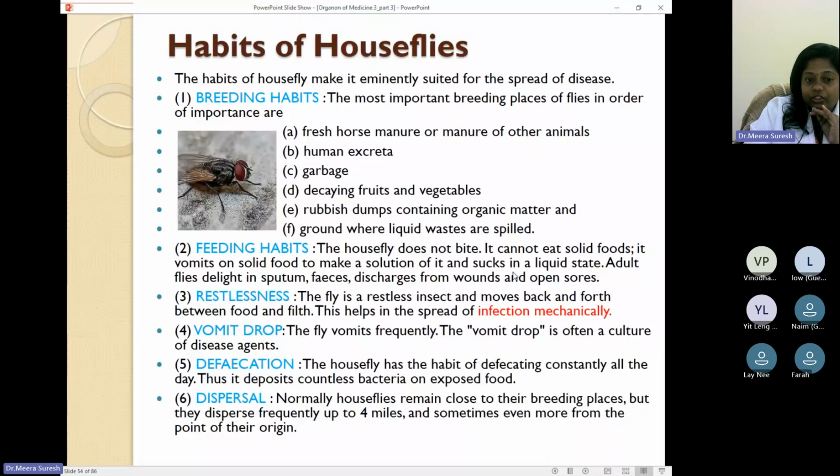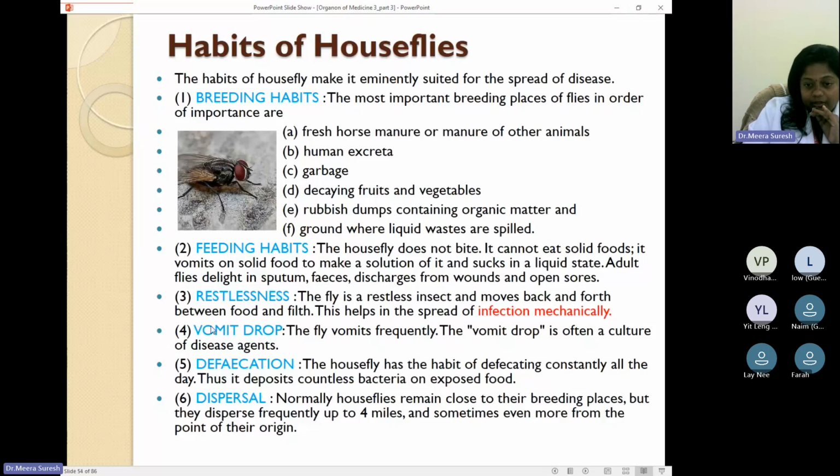So you see what the most favorable things are that they would like to eat, and this one is not actually eating. They sit on our exposed food, and they are not directly eating because they can't eat solid food. So what they do is they spit something, a kind of saliva, and that converts the solid food to a solution and then they suck it in a liquid state.